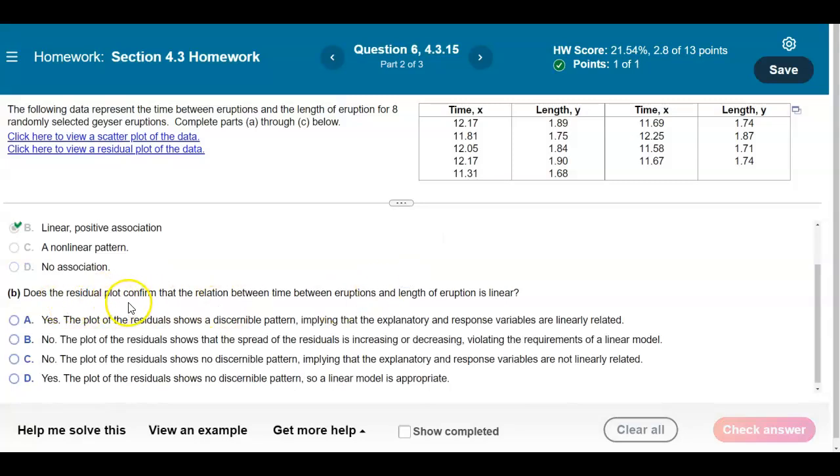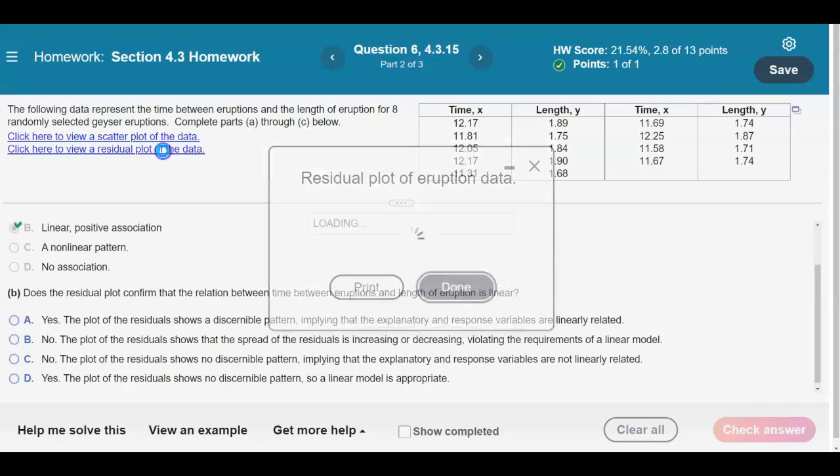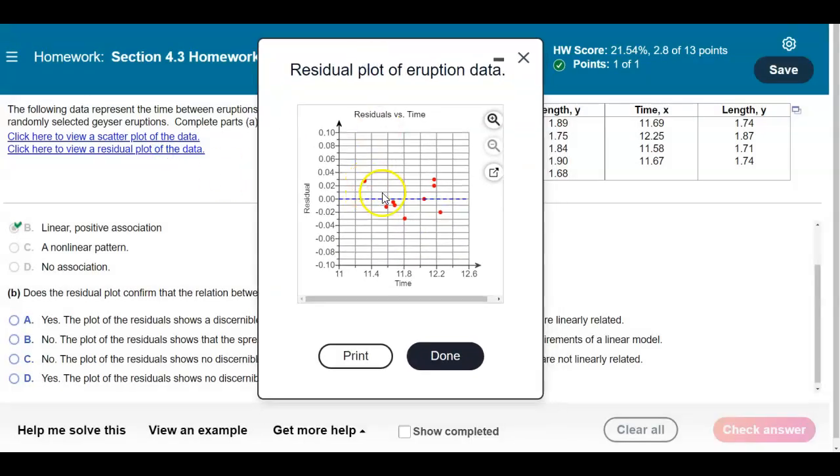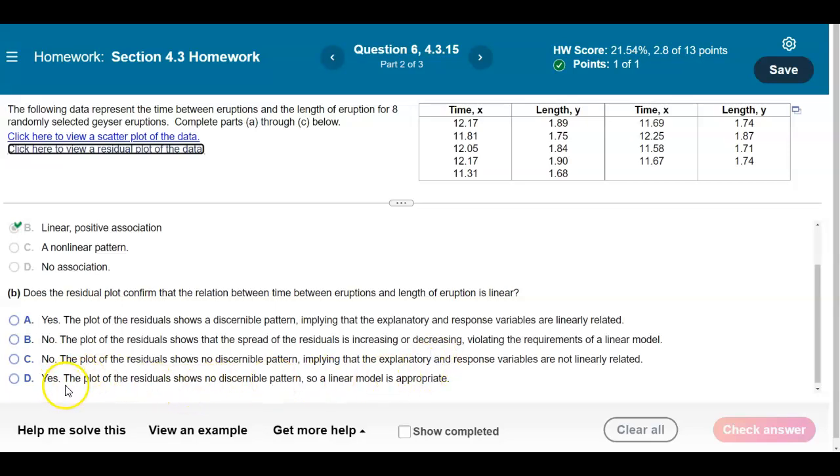Now it says, does the residual plot confirm that the relation between time between eruptions and the length of eruption is linear? So let's click on this plot here. So if you take a look, you have all these points here and then all these points here, which is a residual plot. If it was going like up and then down a little bit more here, this would be a discernible pattern, but it's not a discernible pattern. Therefore, we're going to say the following. It says that the plot, this is going to be yes, it is linear, and the plot of the residuals show no discernible pattern, so a linear model is appropriate.